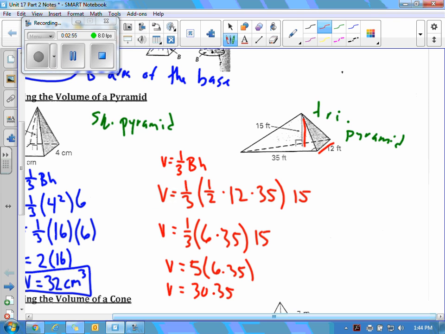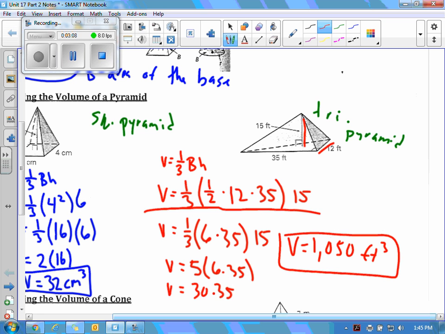Granted, you could just plug all of this in your calculator and do it that way if you wanted. But no matter which way you do it, your answer should come out to 1,050 feet cubed. And cubed because we're doing area. Sorry, volume.